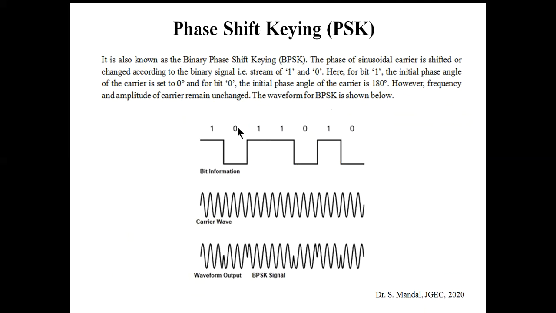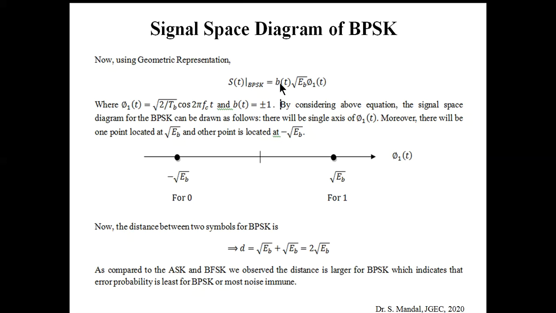BPSK is like this: b(t) into root Eb into phi 1(t), whereas phi 1(t) is root 2 by Tb cos 2 pi fct, and b(t) can take the value ±1. So if 1 is transmitted, it can take +1, and if 0 is transmitted, it can take -1. So by considering this fact, we can draw the signal space diagram.